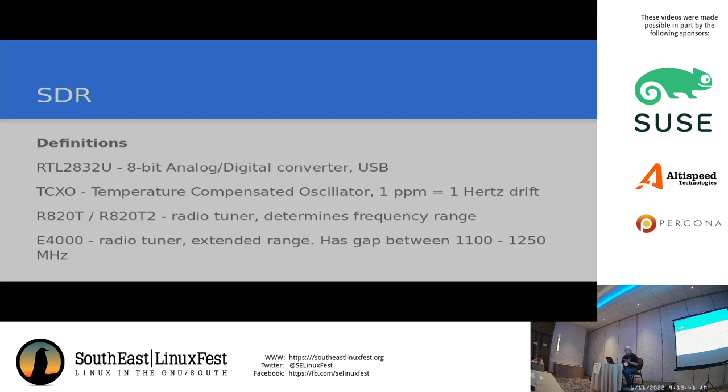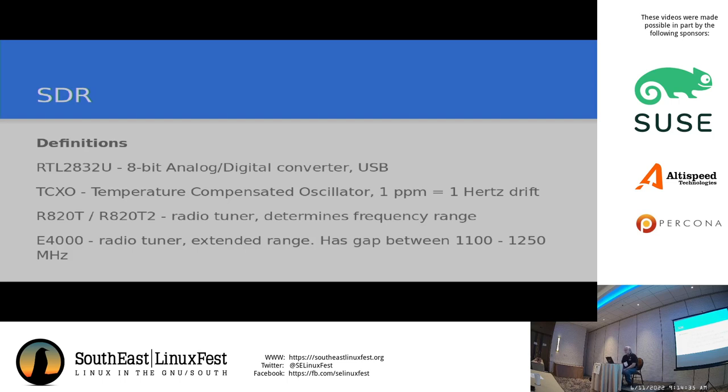And the funny story: this RTL chip, this 8-bit analog-to-digital converter, was originally designed to be a USB TV receiver. The company they were designing it for was just trying to come up with a really cheap way of making a USB television receiver, which I think is pretty popular in Europe. You can just plug these into your laptop or desktop computer and use it as a TV receiver to watch TV. Well, just by happy accident, they discovered these are really hackable, and you can use these chips for other things than just television.